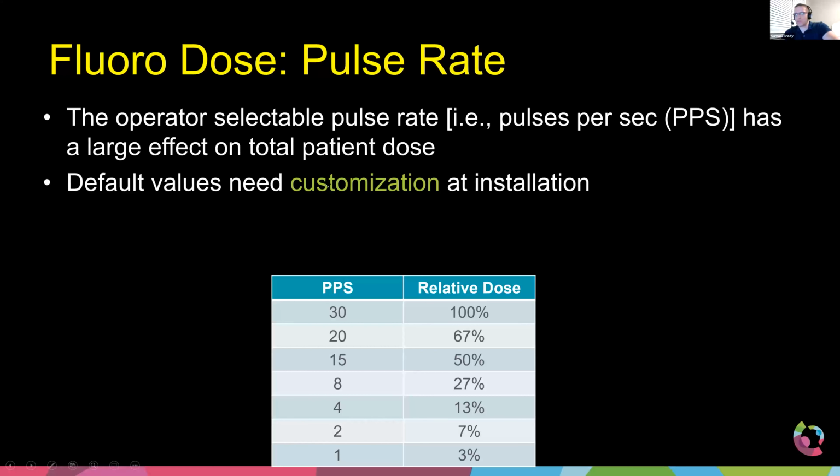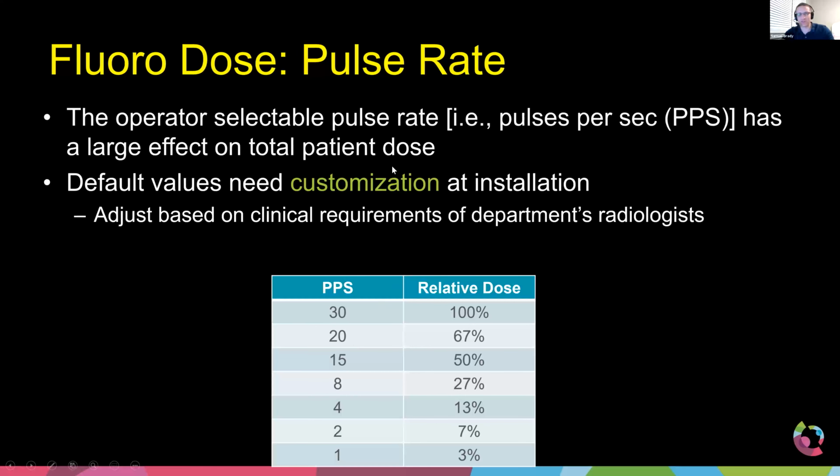Now, what you want to do is set it up so that for every one of your anatomical protocols and all your procedures, VCUGs, video swallows, all that, you will set the appropriate pulses per second when the system is turned on or the exam is loaded. And you have to do this based on the clinical needs and obviously the comfort level of the radiologist.